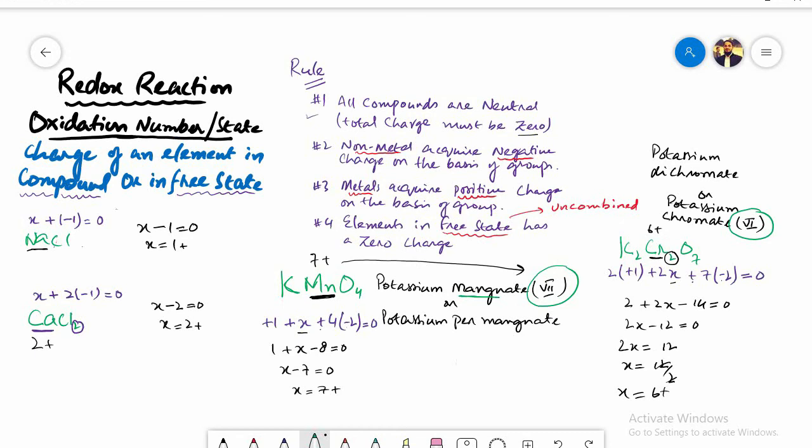So these are some basic examples and basic calculations that you need to adopt to calculate any kind of oxidation state of any element in the compound if the other elements' oxidation states are given.